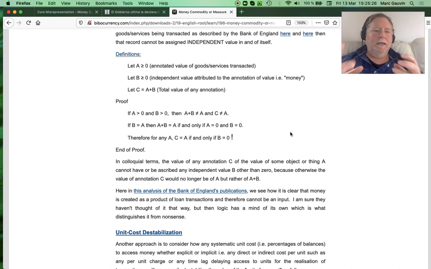So basically, if we're going to value things in terms of money, then money is going to be dedicated to represent the value of other things. But if it itself has value on its own, then it no longer can serve as a representation of value of other things, because you have to factor in the value of money itself plus the value of what it's trying to represent. And that is totally unnecessary. There's absolutely no need for that.